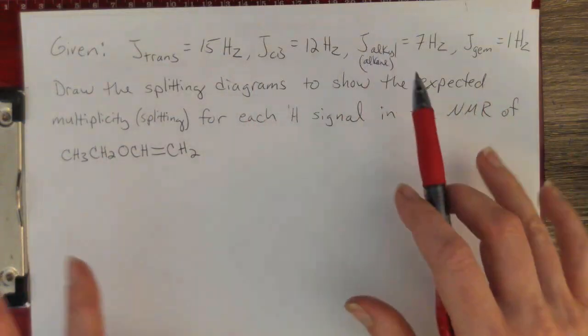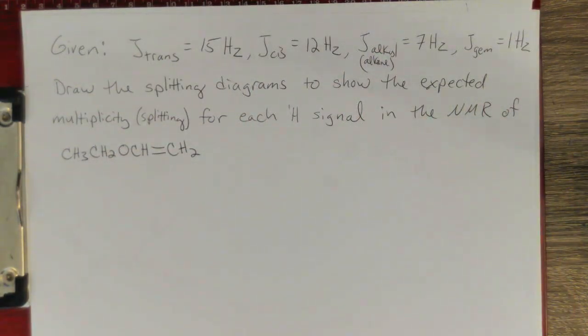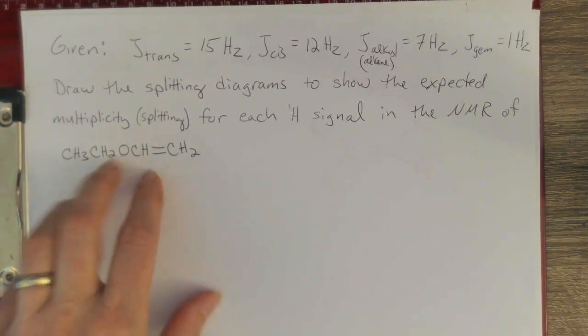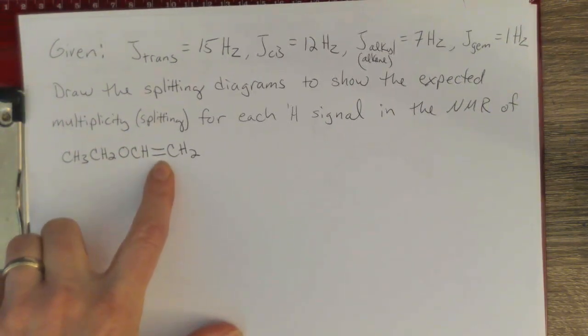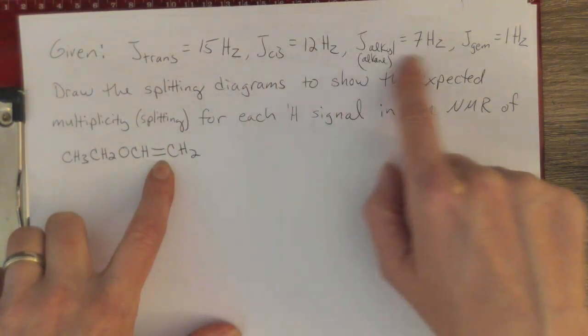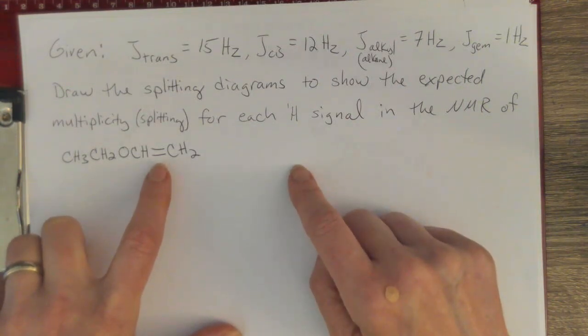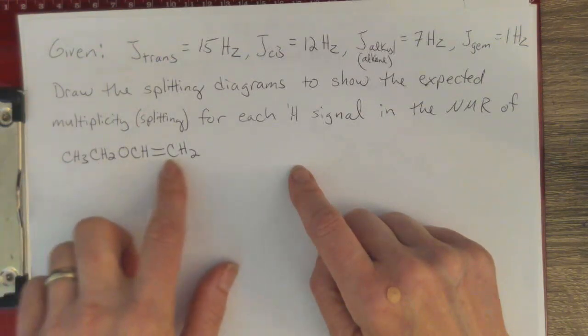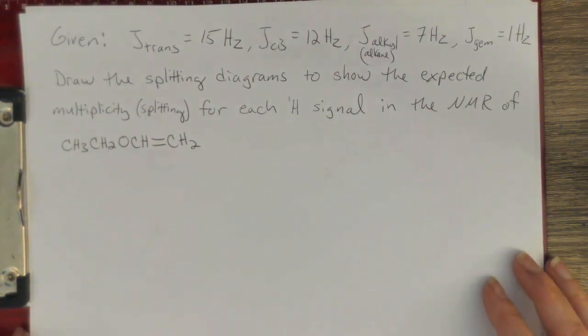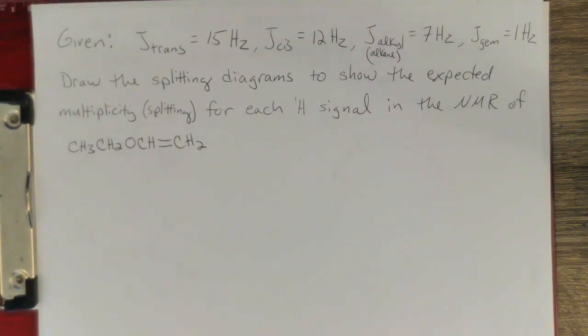You will never have to just pull these out of thin air. Okay. All right. So let's take a look at, here we have an ether and an alkene, okay? And we're given coupling constants and we're asked to draw the splitting diagrams so that we can predict the multiplicities for all of the signals that we're going to expect to see for this in the proton NMR spectrum. So if you want to challenge yourself, pause the video and do the problem, and then start it up again when you're ready to check your answer.